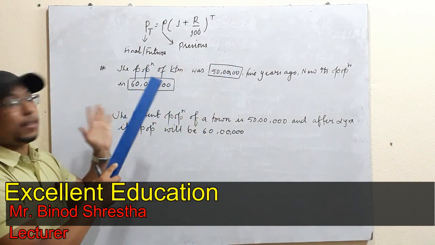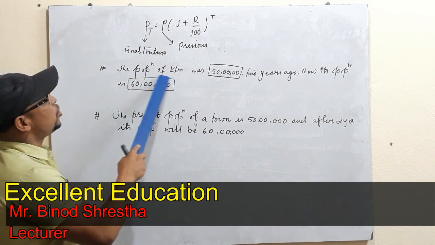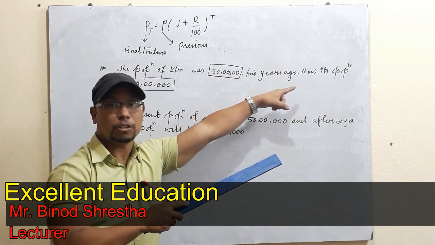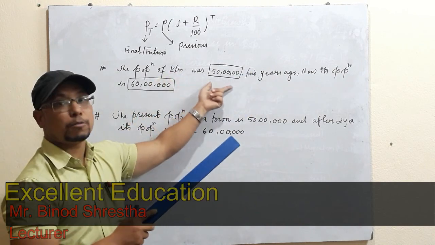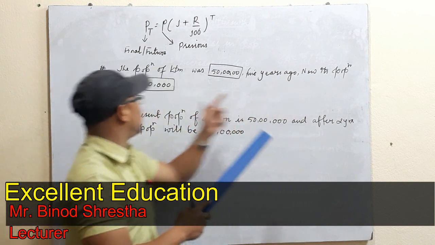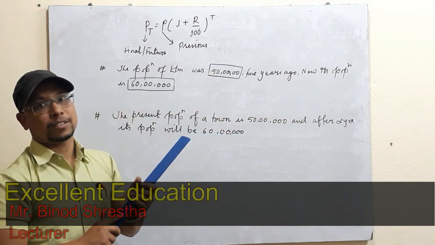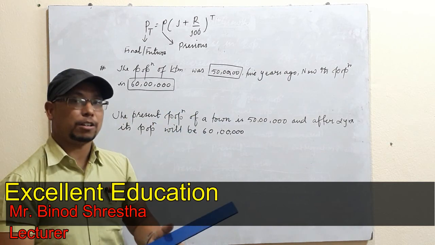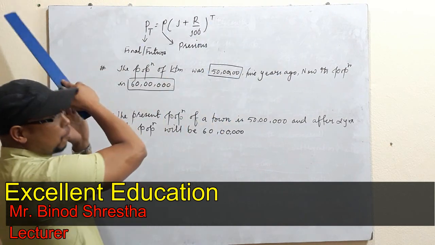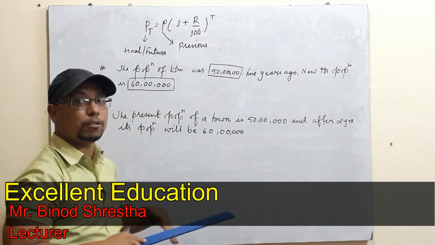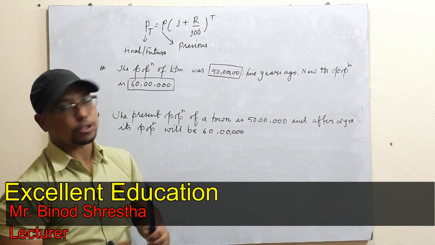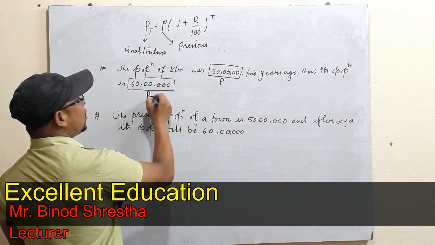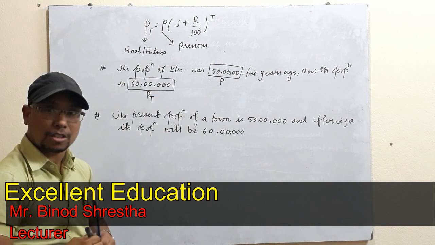Now let's make it clear with an example. The population of Kathmandu was 50 lakhs 5 years ago. Now its population is 60 lakhs. From here you can easily identify which one is the previous population and which one is the final population. Of course, 5 years ago was previous, and now is the final population. So here 50 lakhs is P, and this one is Pt. You understood?